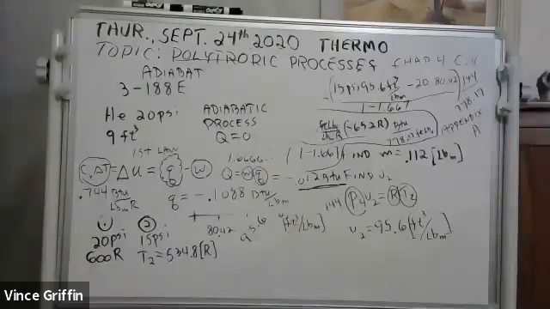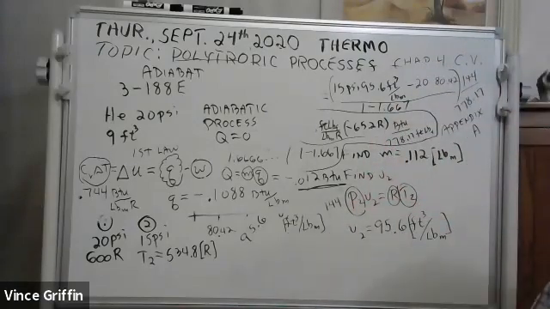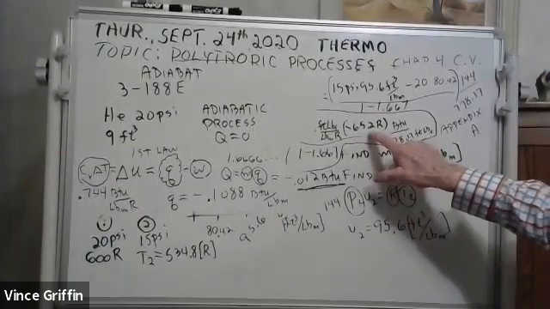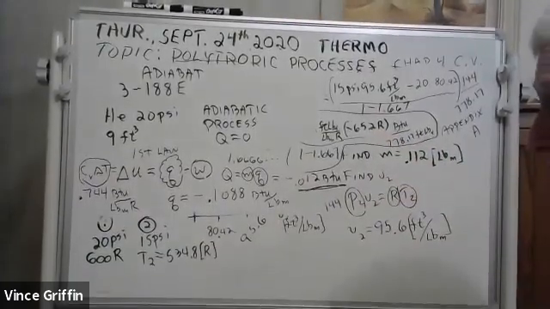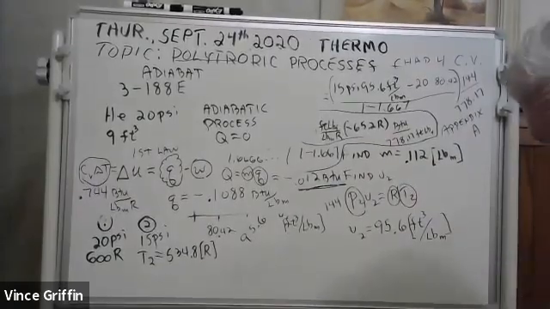Did we get this change in temperature wrong? Let me do that again. 534.8 minus 600 is, nope, negative 65.2. Here, let me write it out for you, Nathan. So my change in U was negative 48.5.